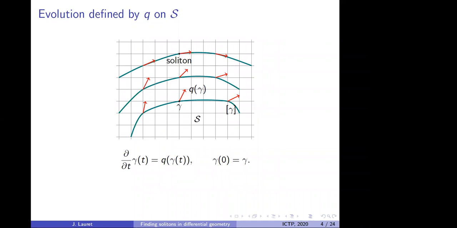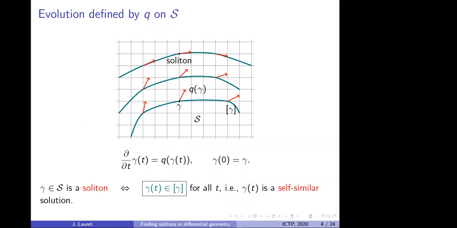Of course, if you assume enough differentiability in the setting, you get the flow, an evolution equation, which is this. And so in this general setting, what we are saying is that a soliton is precisely the structure which evolves self-similarly, okay? That the solution stays in the equivalence class. So it's like you are not getting anything new with this flow.